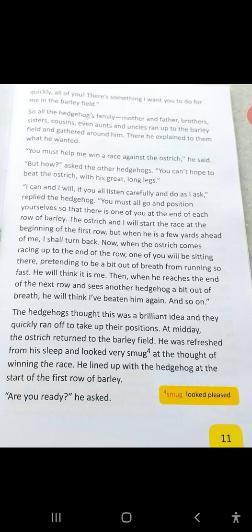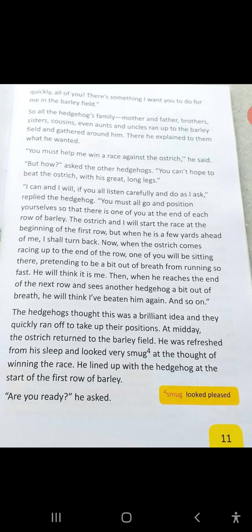"If you all listen carefully and do as I ask," replied the hedgehog, "you must all go and position yourselves so that there is one of you at the end of each row of barley." So the hedgehog had a plan. What he said is, he asked all his family members to position themselves at the end of each row of barley.